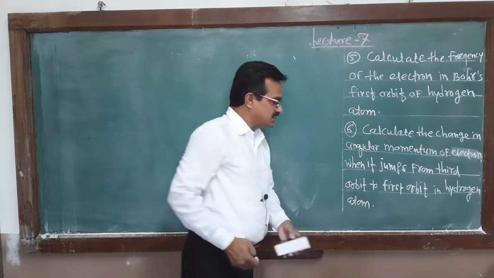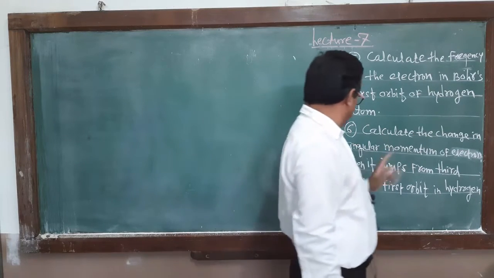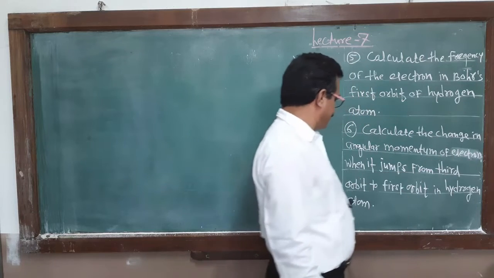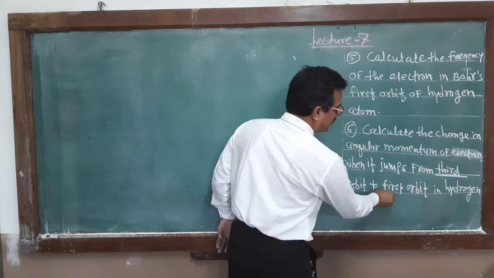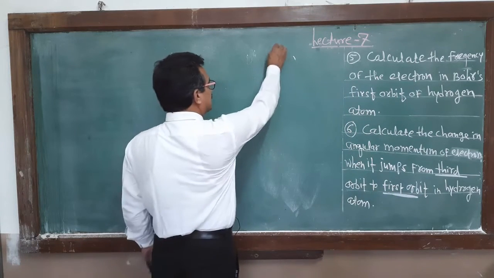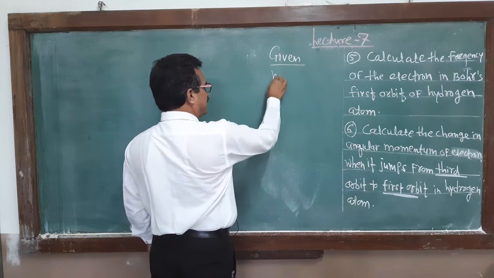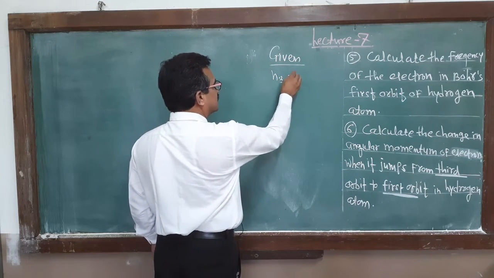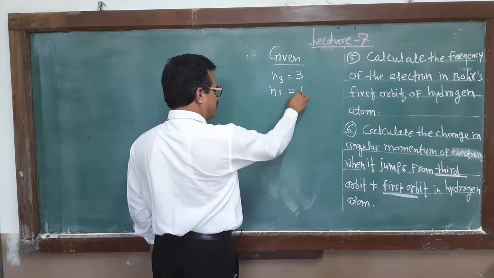Problem number 6. Calculate the change in angular momentum of an electron when it jumps from the third orbit to the first orbit. Third orbit means, what is given? Third orbit n3 is equal to 3, and first orbit n1 is equal to 1.